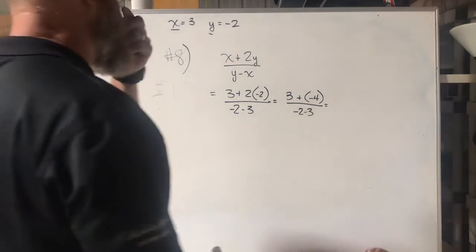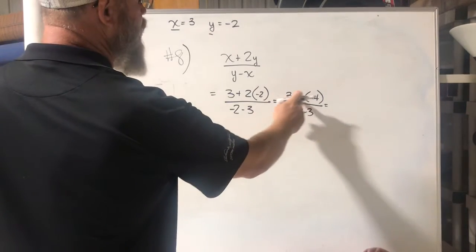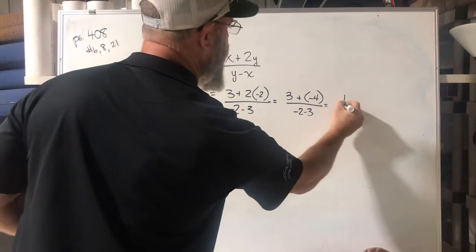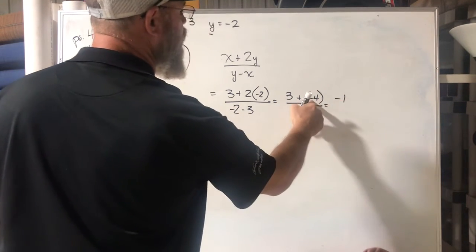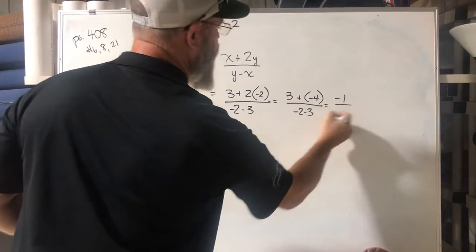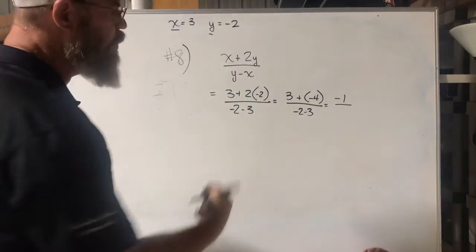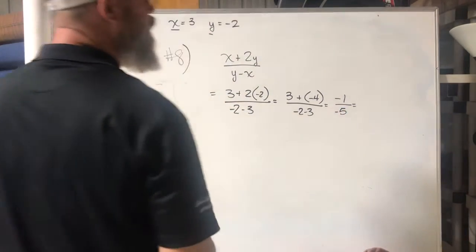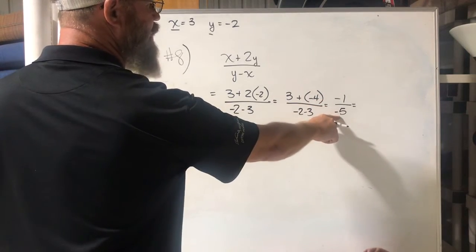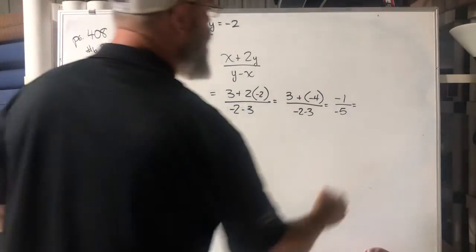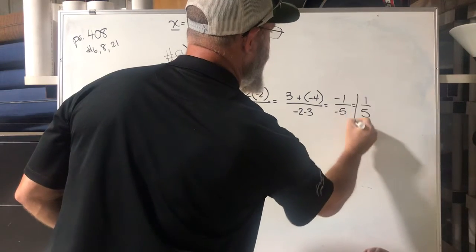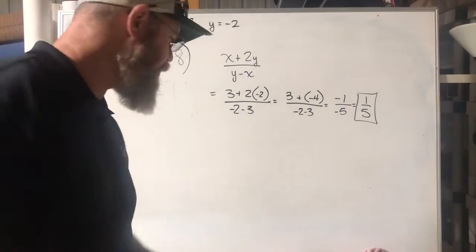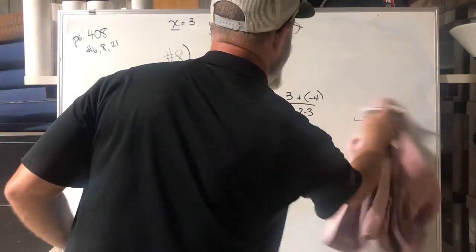And then we just add our integers. So when I have a positive and a negative, you subtract the smaller one from the bigger one, so that's 1, and you keep the sign of the larger one. And then here, from our last problem, we know that negative 2 minus 3 is negative 5. Now, when you have a negative divided by a negative, it becomes positive. So that turns into 1/5. And that is your answer. Okay, hopefully that helped.